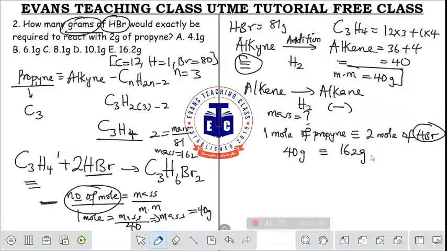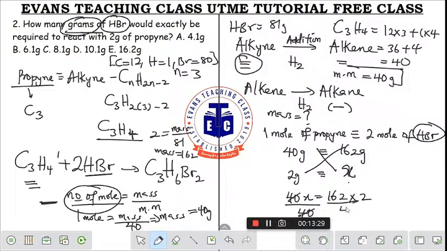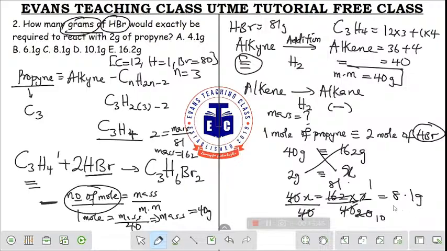Now they said 2 grams of propyne will give us what? So we are looking for what it will give us. Let's assume this is our x. Let's cross multiply: 40x is equal to 162 times 2. You don't even need the calculator here. 40 and 2, divide by 20, so we have 2 here, and 81. So that will be 81 grams. That's our final answer.